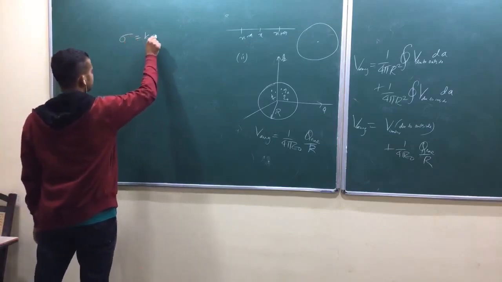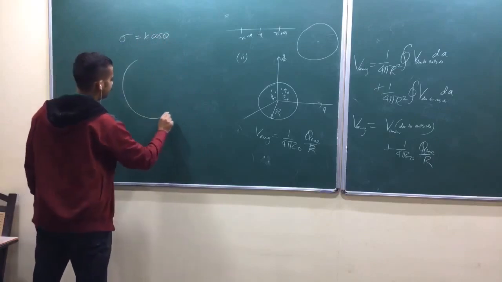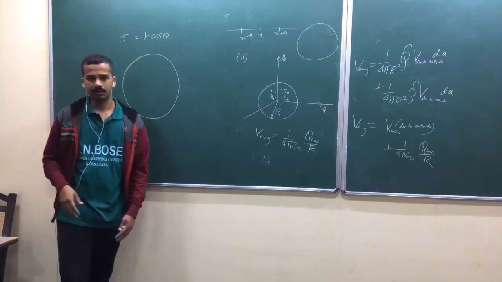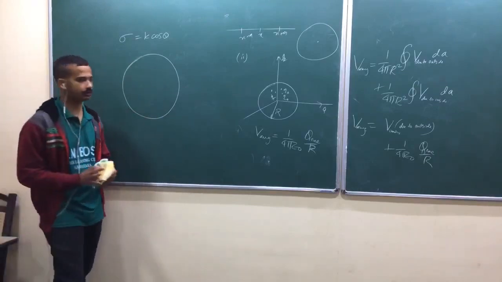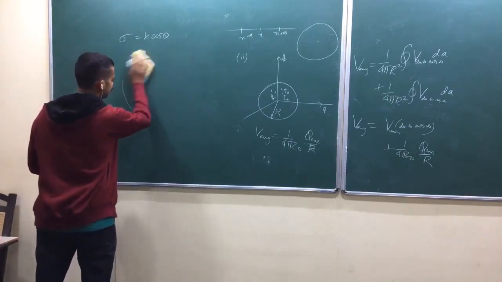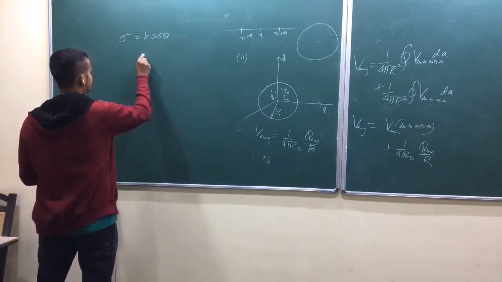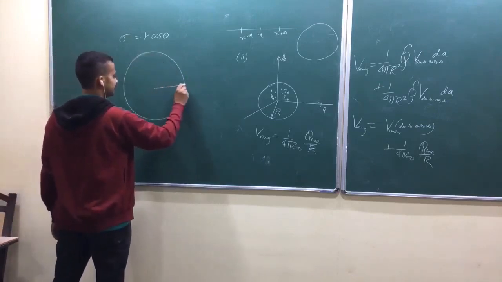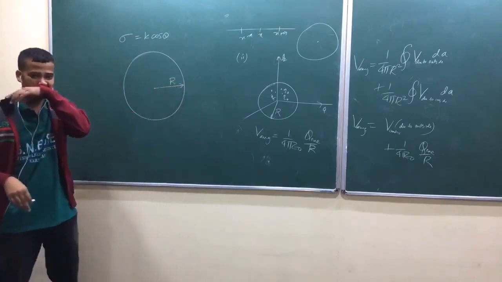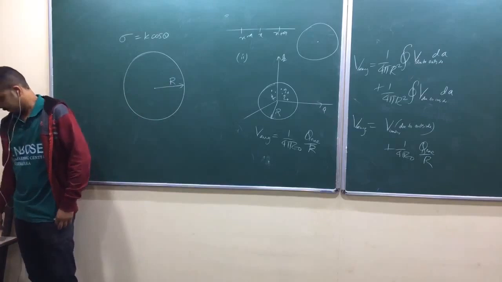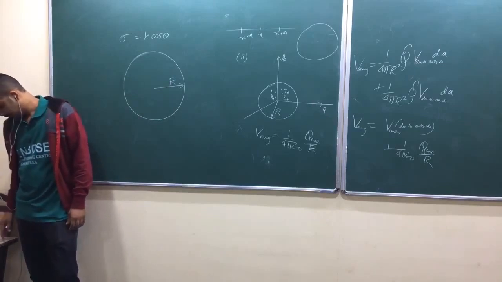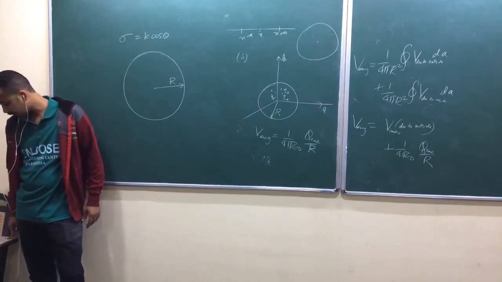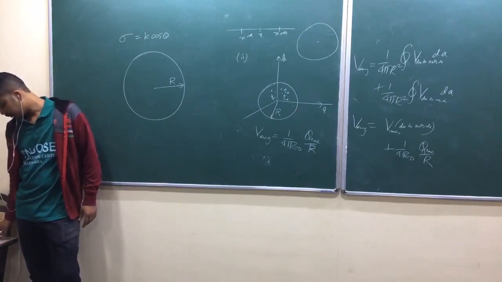Sigma is equal to k cos theta on the surface of the sphere. He hasn't mentioned whether it is a conductor or not. Only surface charge is mentioned, so you don't have to worry about it. Sigma equal to k cos theta. Calculate the dipole moment of this charge configuration. Find the approximate potential far from the sphere and compare your answer with the earlier one.